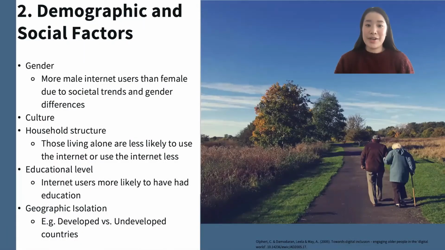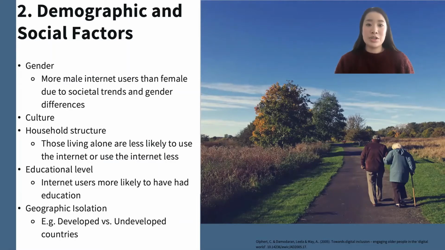The second barrier is the demographic and social factors. This may include someone's gender, culture, household structure, educational level, and whether or not they are geographically isolated in an area. For instance, researchers have found that males are more likely to use technology and the internet than females. This could also be because there are statistically more older females than males, and researchers have found that the older a person is, the less likely they are to use technology or the internet.